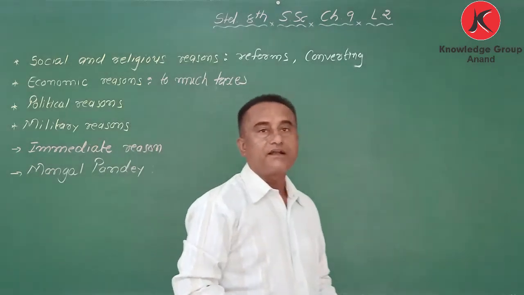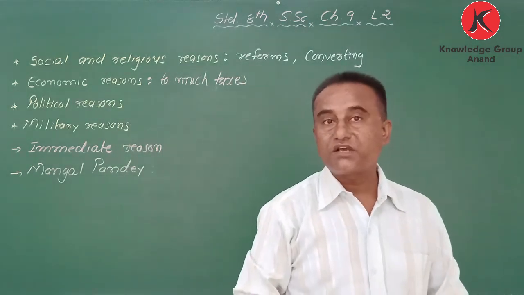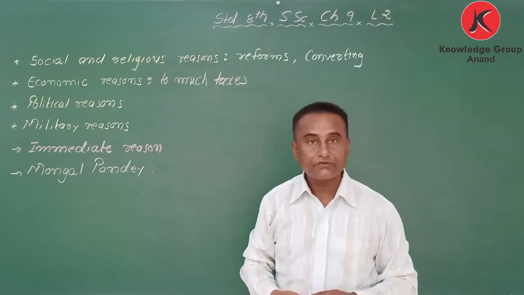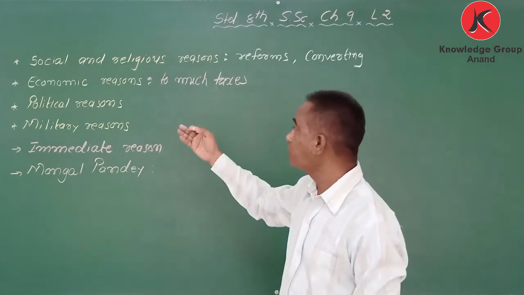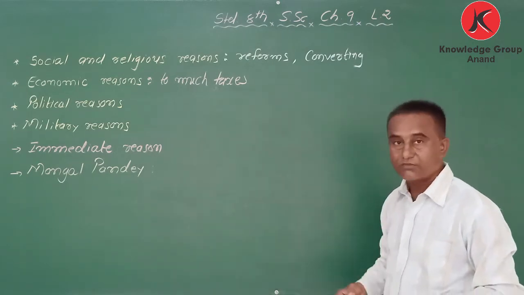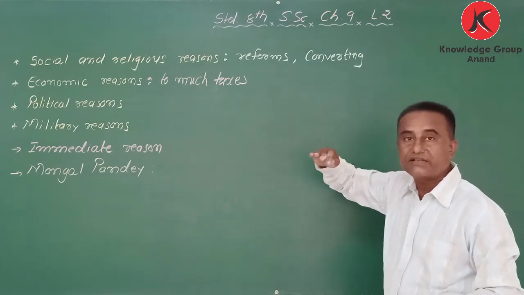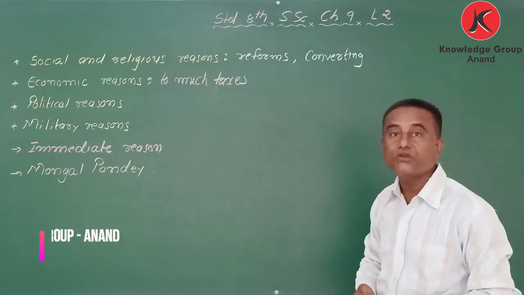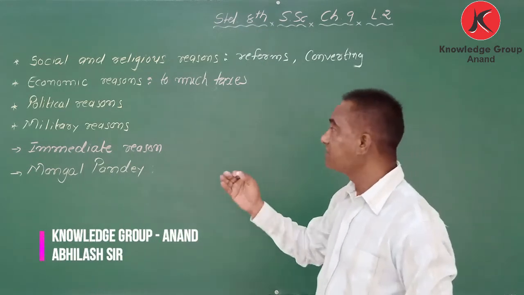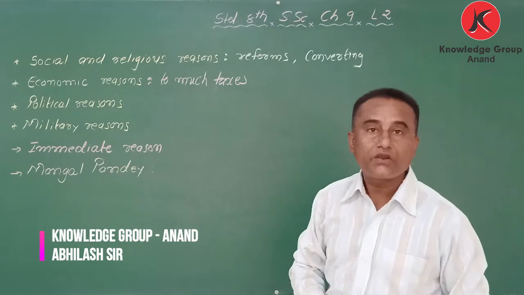I also explained about the Permanent Settlement Act, which you know. Because of the economic reasons, the economic condition of the people went down. They became more and more poor, and as a result, they took part in the revolt.